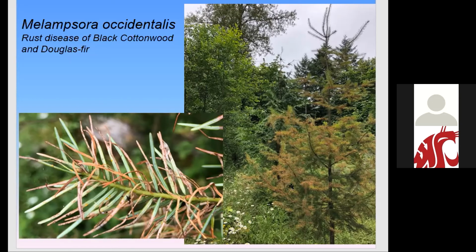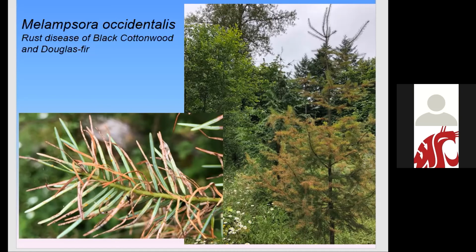from older infections. I put this picture on the right here because this disease was frequently associated, because of the alternate host, with black cottonwood. So you can see the Douglas fir here heavily infected and the cottonwood just behind it. That's the alternate host. In the absence of the cottonwood, the spore loads are generally low enough that you don't normally see any significant disease there.